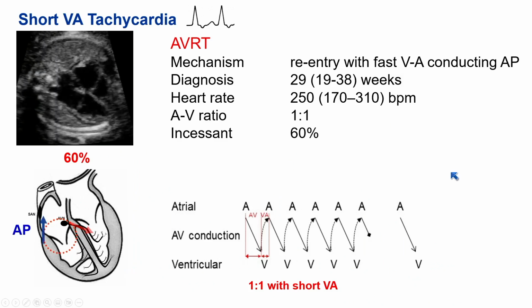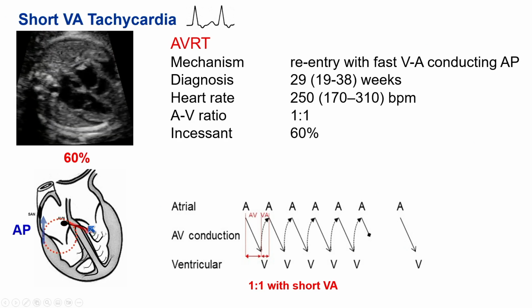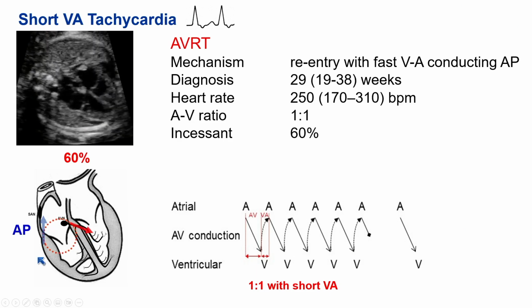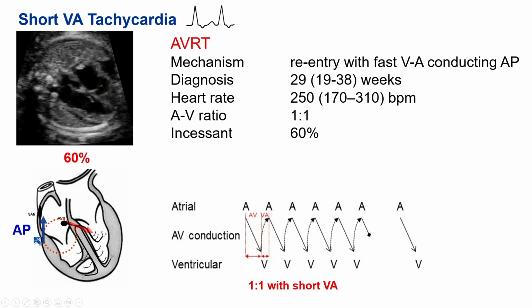So what is atrioventricular reentrant tachycardia? This is what we call a short VA tachycardia, and it is because the electricity goes from the atrium through the AV node, relatively slow, but is conducted backwards fast through an accessory pathway. In this situation, the time interval between ventricle contraction and atrial contraction is short. The atrium contracts against the ventricle that has just contracted, so you get a lot of flow reversal. And this is the reason why these babies become hydropic.